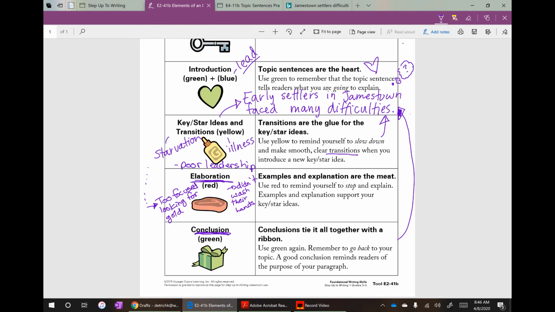That's just a brief overview of what each of the colors means and just kind of an example of what each step should look like.